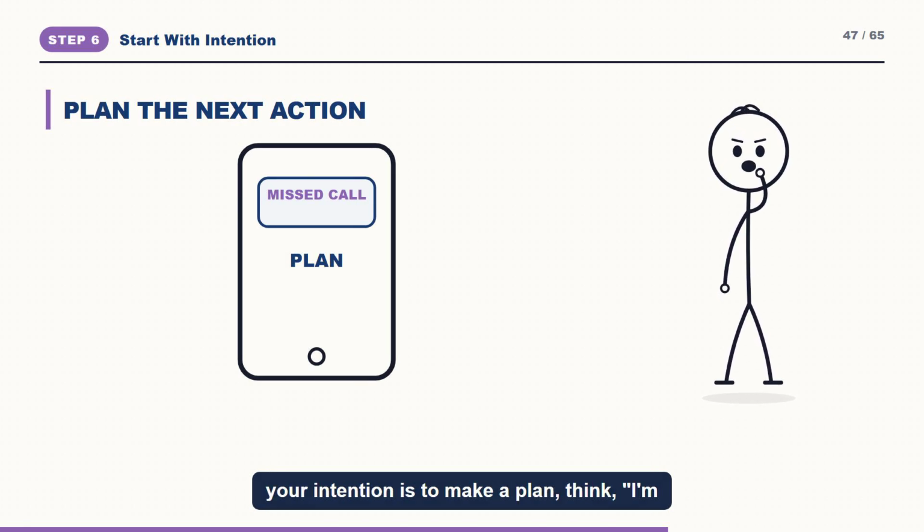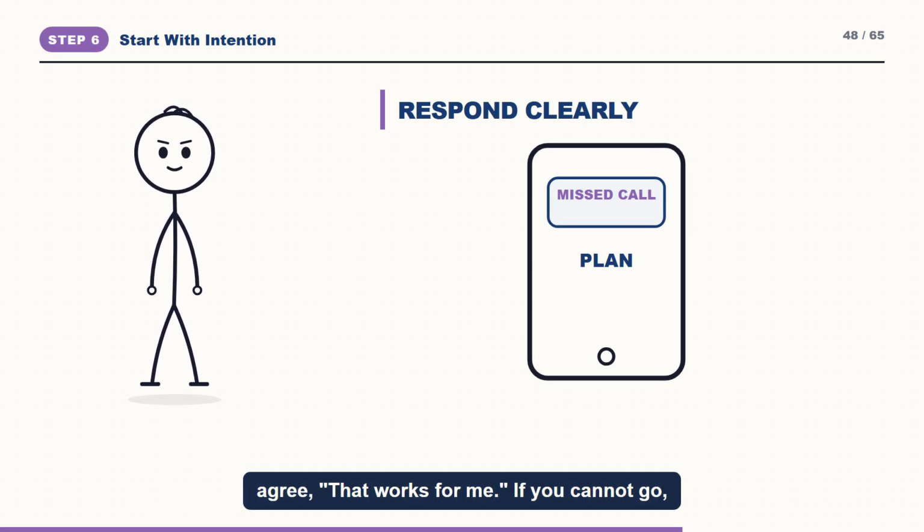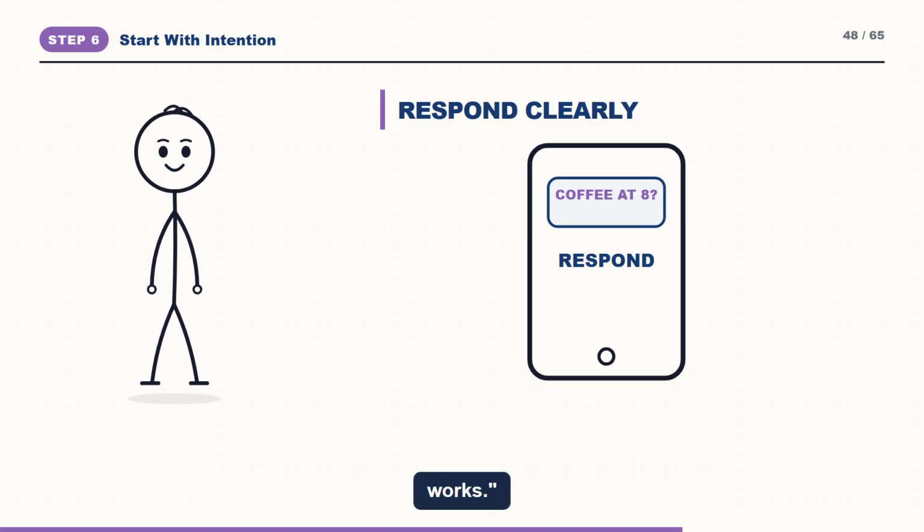You notice a missed call from a friend. If your intention is to make a plan, think, I'm going to call her back after work. Then your friend sends, coffee at 8. If you agree, that works for me. If you cannot go, respond to the intention. I can't tonight, but tomorrow works.